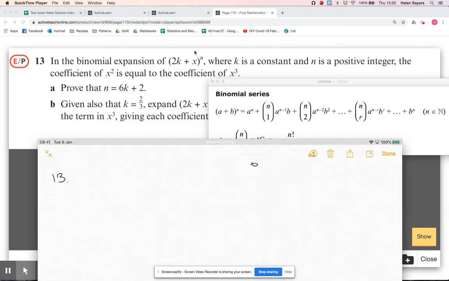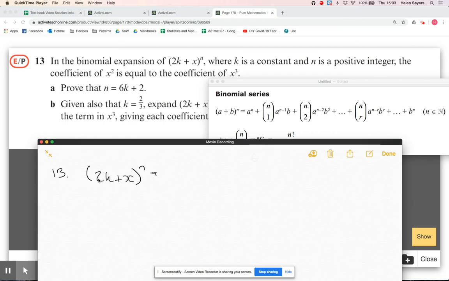Okay, so binomial expansions, we've got two unknowns. We've got the k there, and then we've got the power of n. And the coefficient of x squared is equal to the coefficient of x cubed. Right, well, let's have a think about what our x squared and our x cubed terms would be. So I'm doing 2k plus x to the power of n, and I think we are going to need to look at the formula sheet quite a little bit for this one.